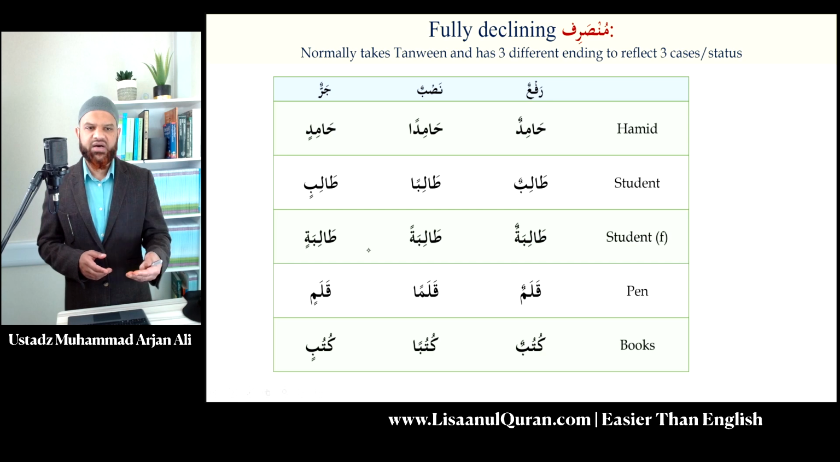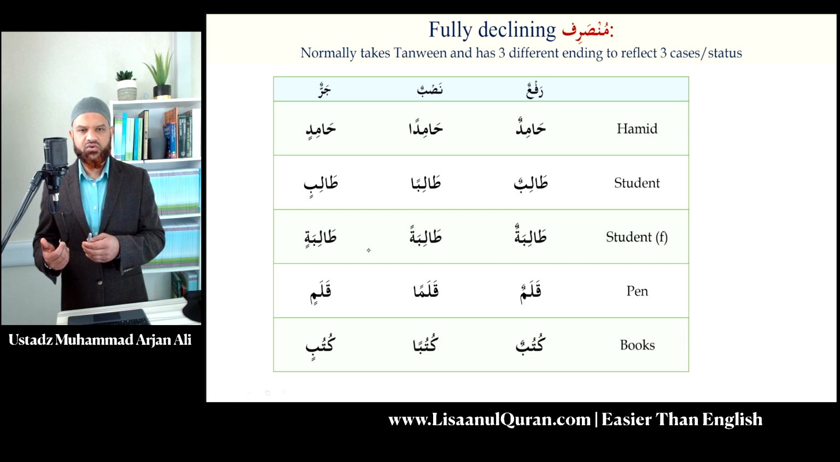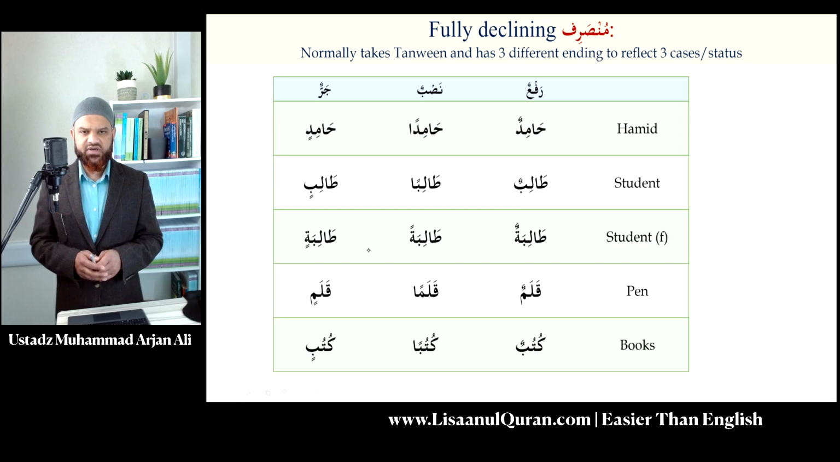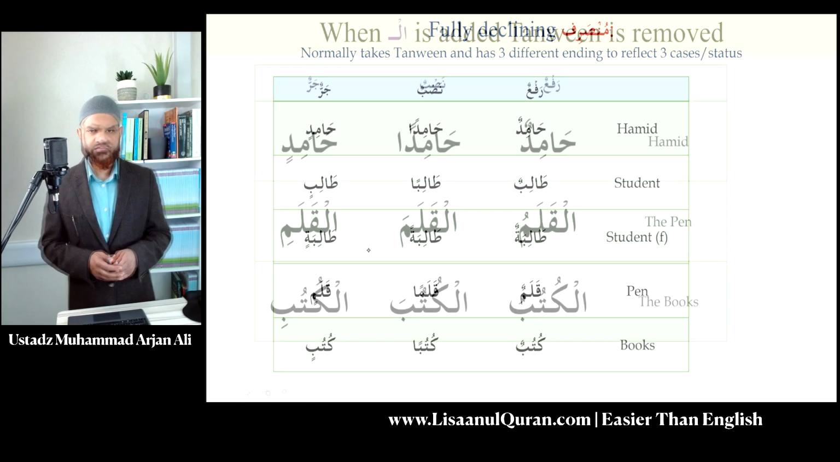Talibun, taliban, talibin, a student. Female: talibatun, talibatan, talibatin. Qalamun, qalaman, qalamin, pen. And kutubun, kutuban, kutubin, books in plural. So these are examples. Of course, there are many because it's the 85%. It will be the overwhelming majority of the isms that you're going to come across.